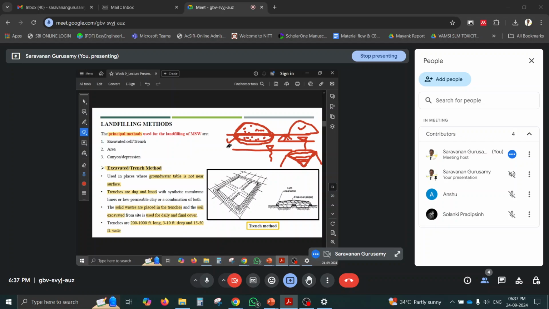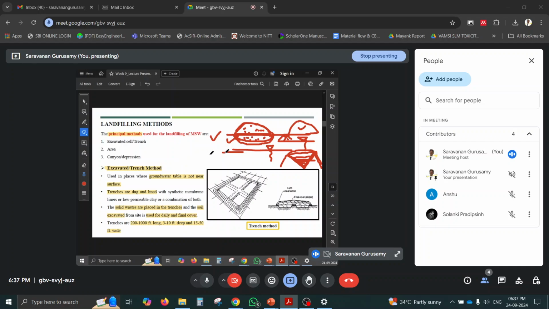So the valley or the canyon can be used as a barrier for solid waste disposal. Okay. So whenever the water table is lower, I can use the excavation or trench method. Whenever the water table is near or higher, then I have to use the area method. Whenever I have a mountain region, a Himalaya kind of region, I have to use the canyon method for the disposal, for the landfill site selection.